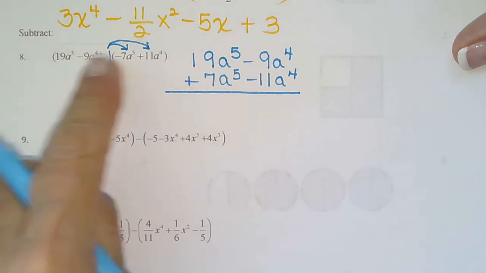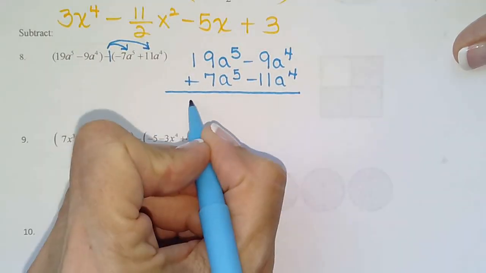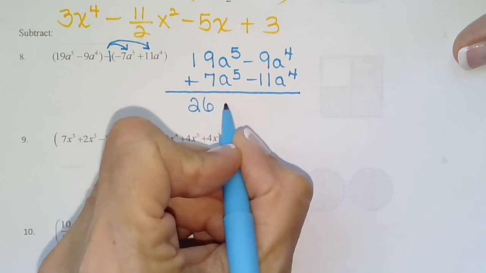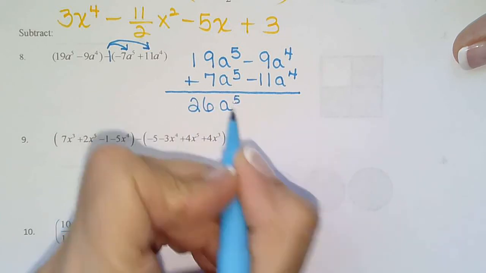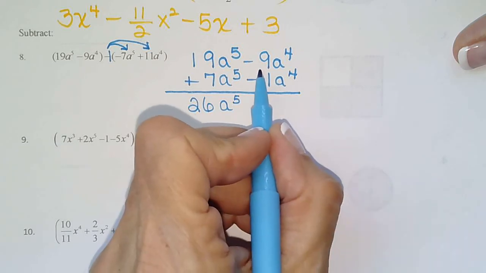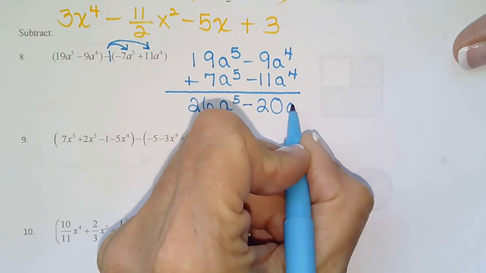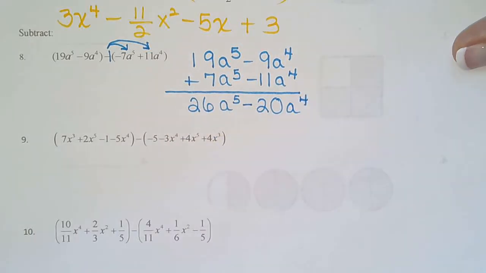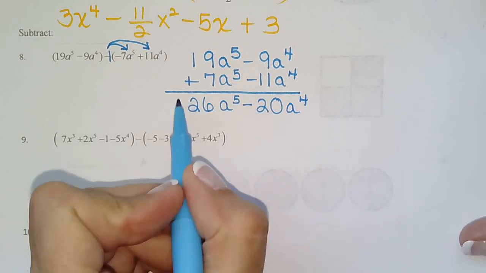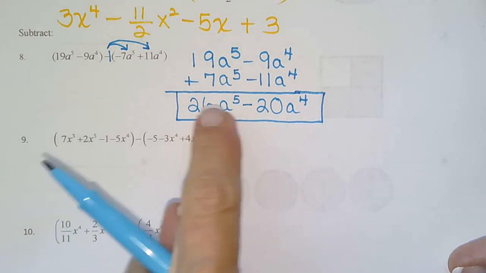So distribute your negative, line up your like terms, and then add. 19 and 7 is 26. We never add exponents in addition. Remember, we only add exponents in multiplication. Negative 9 and negative 11 is negative 20. And again, we keep the exponents the same. So our answer is 26a to the 5th minus 20a to the 4th. And like I said, the terms do have to be lined up in descending order, which they are.